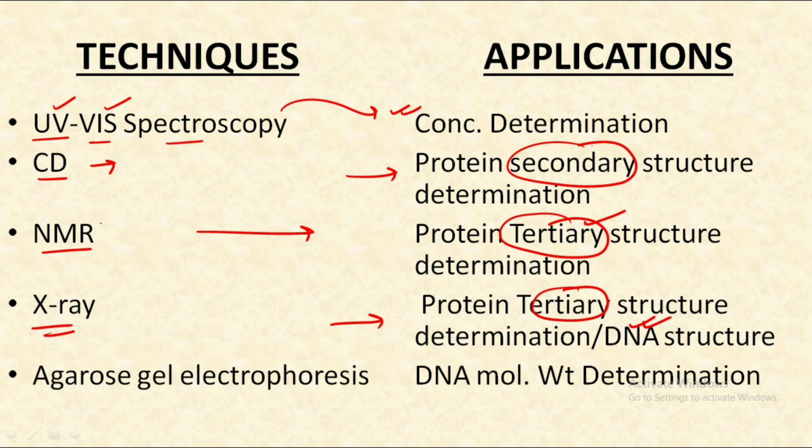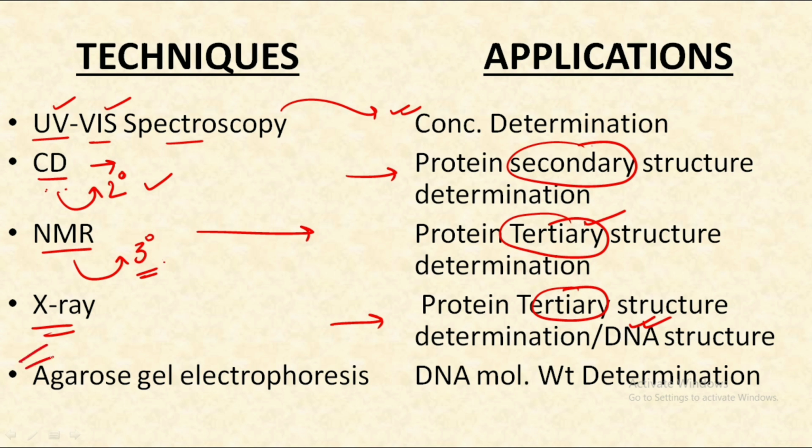Make sure you remember which one is used for which determination. CD is used for secondary structure determination. You can remember it by the number of letters in the abbreviation. CD has 2 letters, so it is used in secondary structure determination, and NMR has 3 letters, so it is used for tertiary structure determination. So this is the mnemonic that you can use for the same.